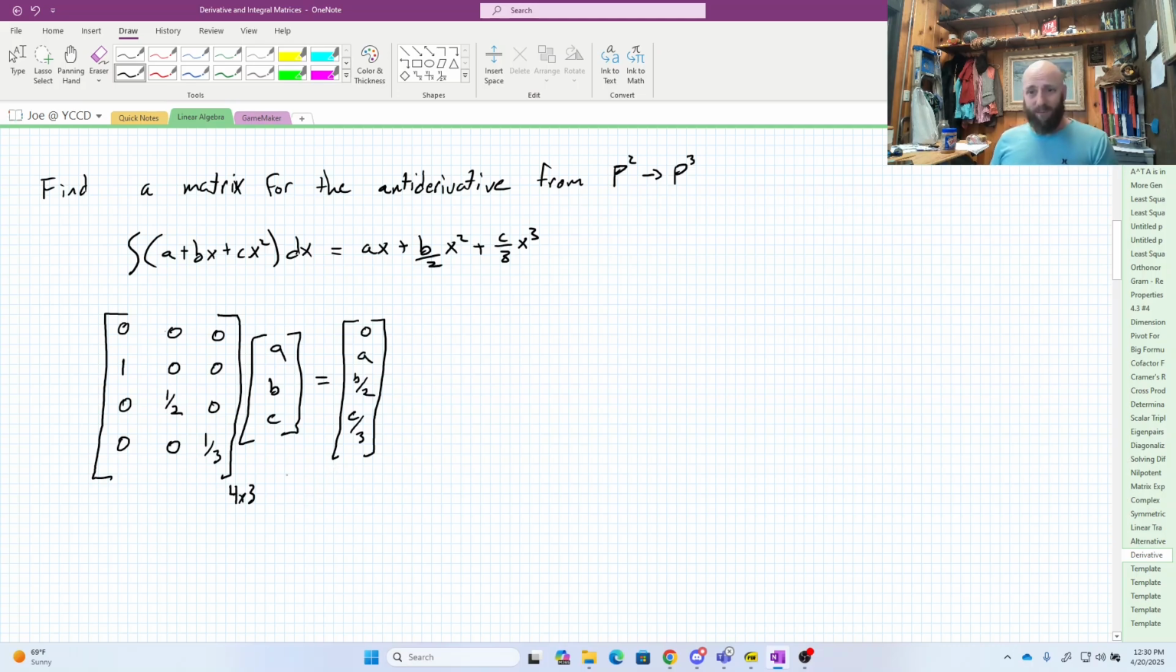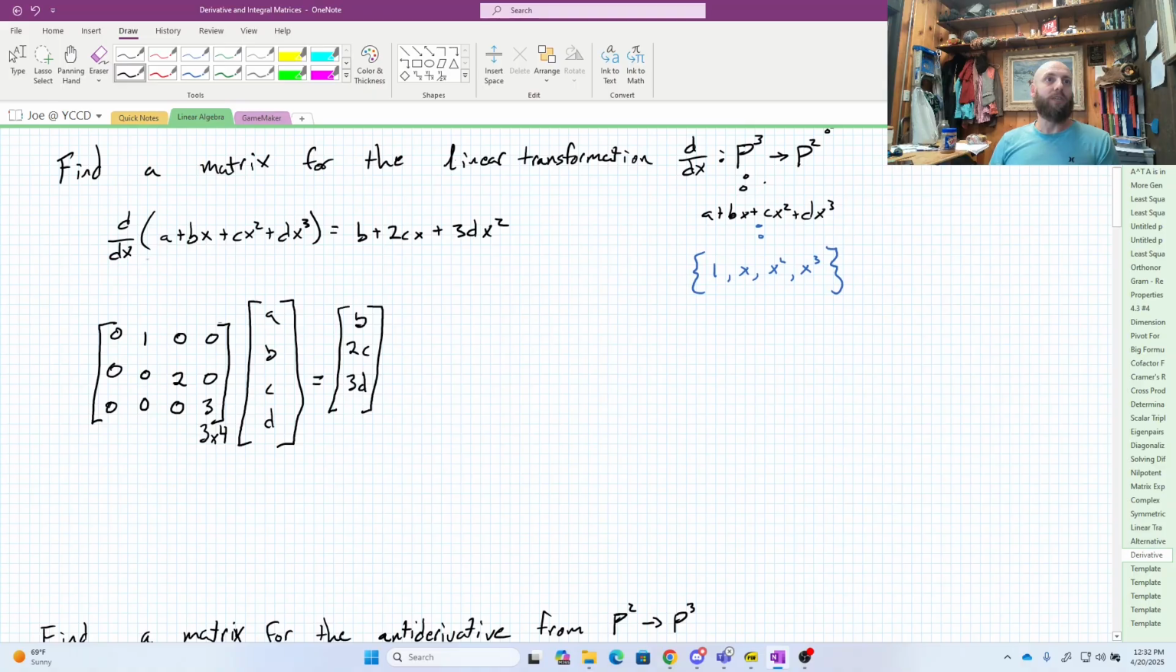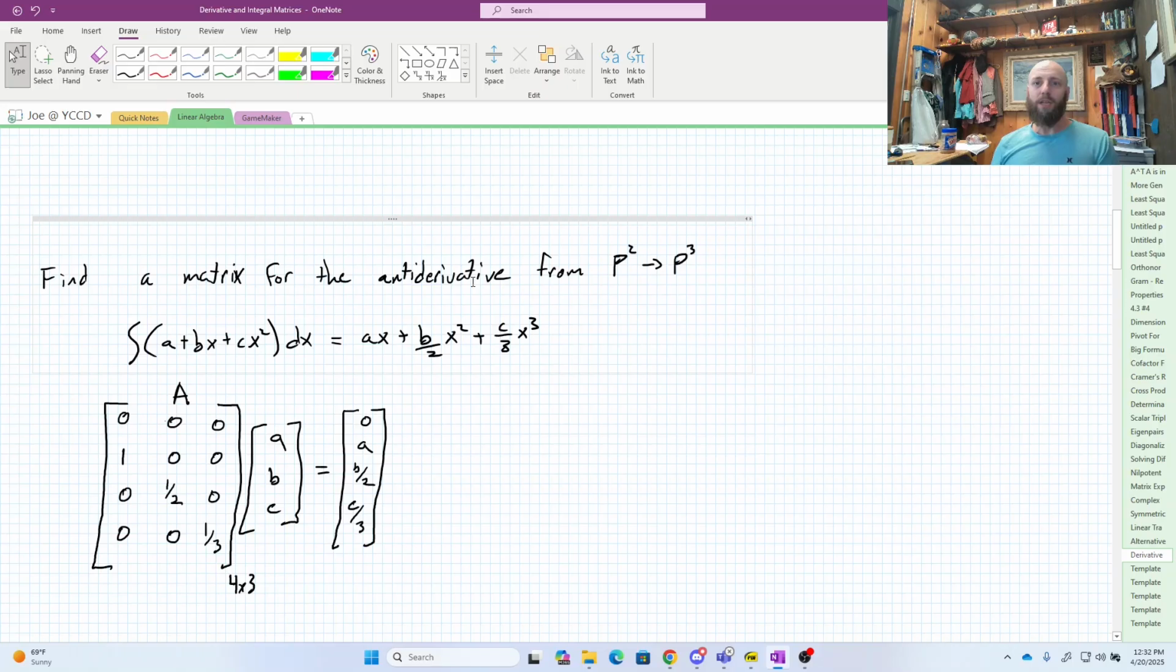Okay, now, the trick is, we should probably multiply these together and see what happens. So I want you to make a guess. I'm going to call this matrix here my antiderivative matrix, A for anti. And I'm going to call this matrix here D for derivative. And then I want you to think to yourself, what am I expecting to have happen for AD and DA? So this one's differentiate first, then anti-differentiate.